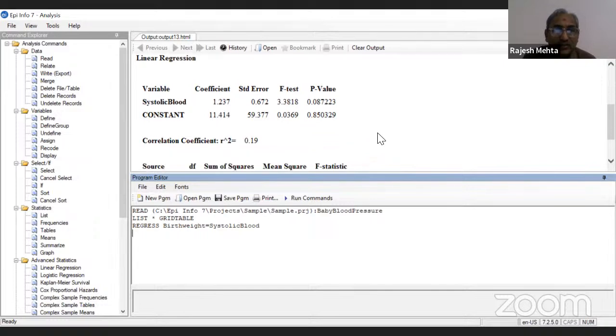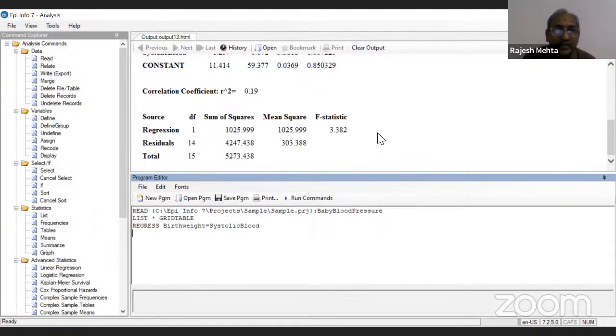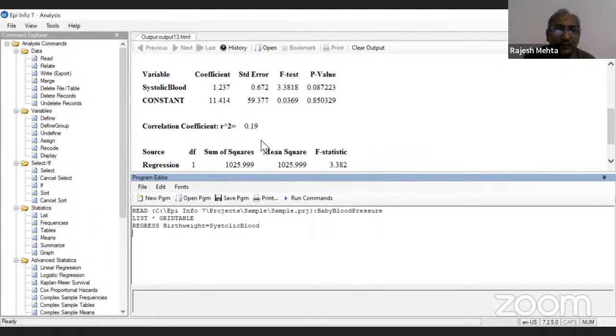Now the correlation coefficient, you can see over here, R is 0.19. If R is directly 1, that means a very good correlation coefficient. If R is 0.1, much less correlation coefficient. And whether it is significant or not, the p-value is 0.08. If it is less than 0.05, we'll call it significant. It seems that there is a correlation, but it fails to fulfill the criteria.